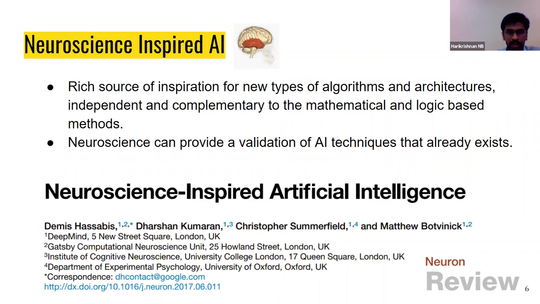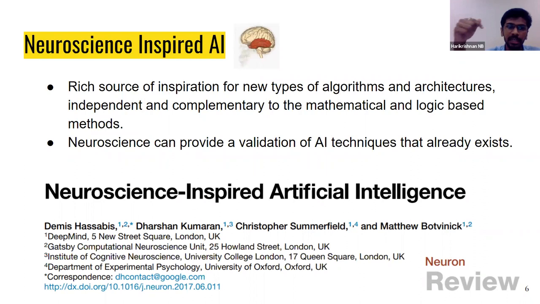So there are two main arguments that this paper suggests. One is the inspiration, because neuroscience enables us to come up with new learning algorithms. It is a rich source of inspiration for new types of algorithms and architectures, independent and complementary to the mathematical and logic-based methods. The second is validation.